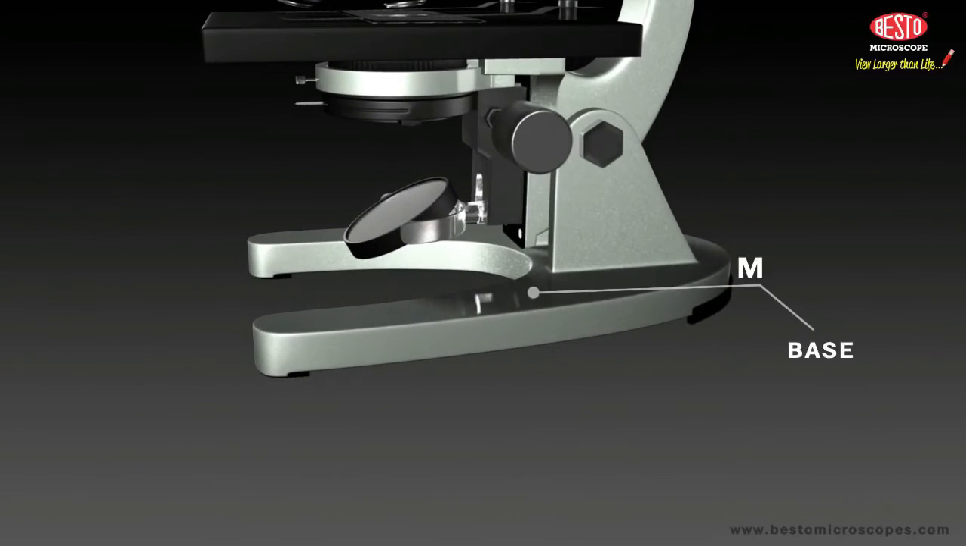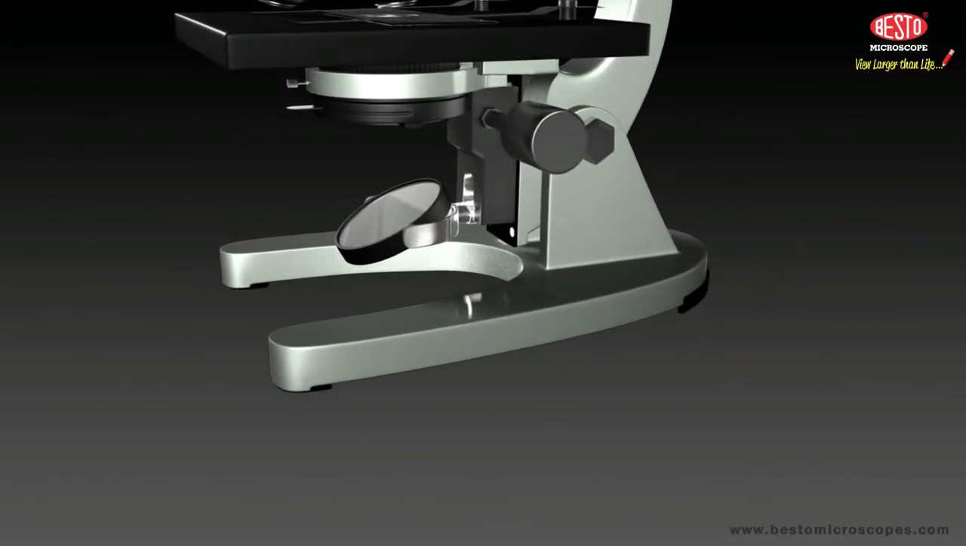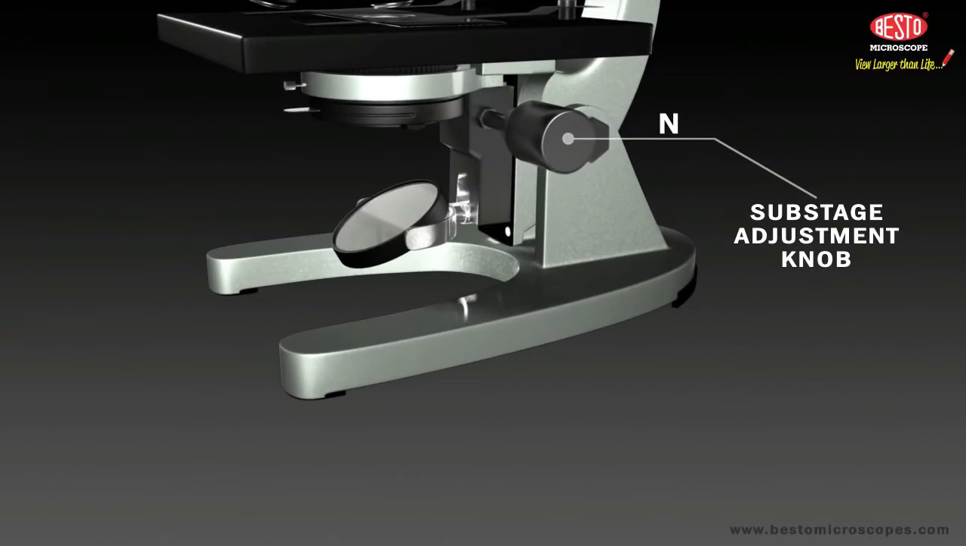M. The base of the microscope is the heavy bottom part. It supports all the other parts of the microscope. N. The substage adjustment knob is used to move the condenser up and down. Now we have observed the microscope parts and their uses.